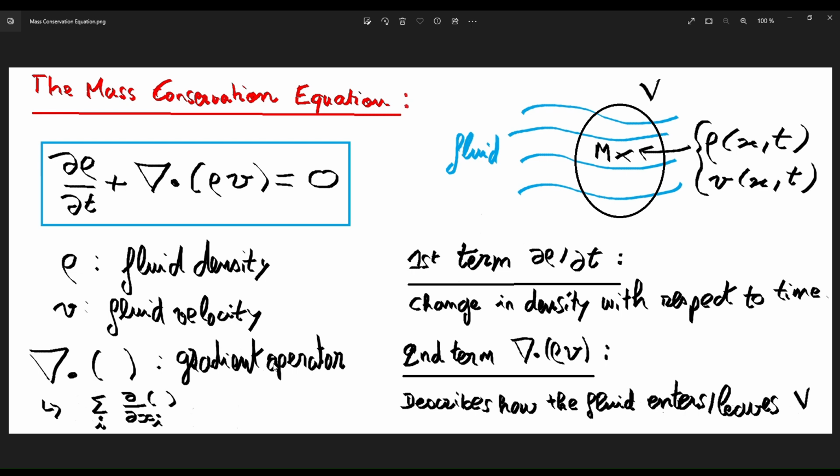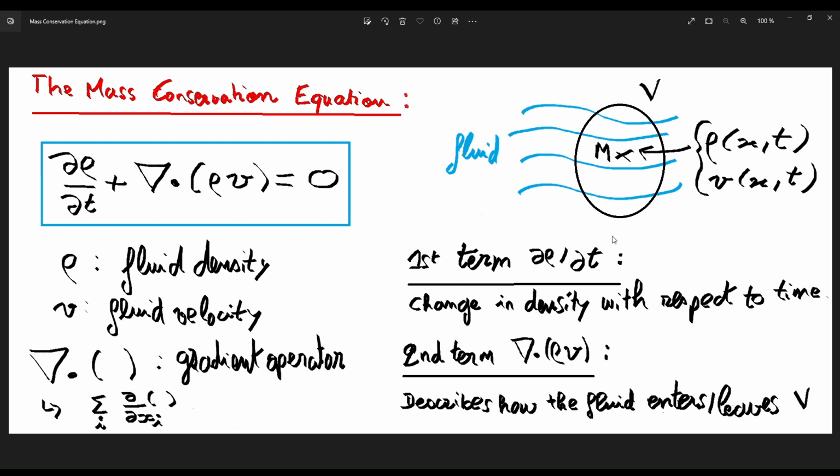The first term on the left side of the equation, that is to say the derivative of rho with respect to time, accounts for the change in density with respect to time. It captures any variations in the density of the fluid within the controlled volume as it moves through time.